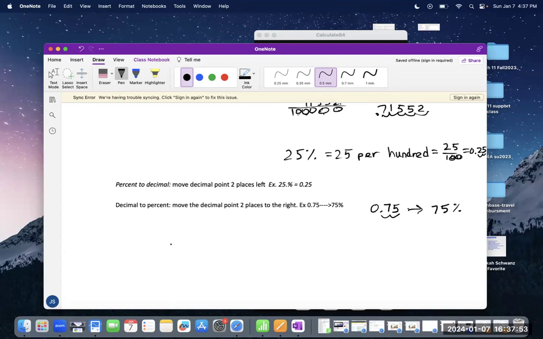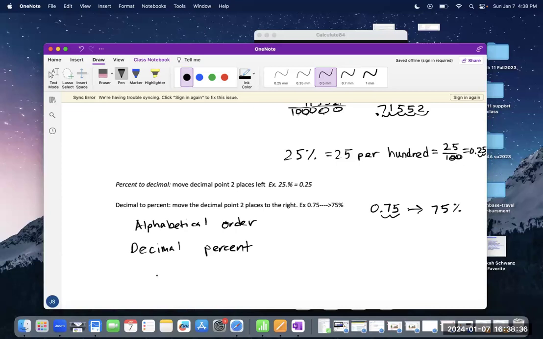Now the direction is harder for me to remember. Which direction am I going to move these 2 decimal places? To help me remember the direction, I write the words decimal and percent in alphabetical order: decimal and percent. D comes before P in the alphabet, and that's why I put decimal first and percent second.